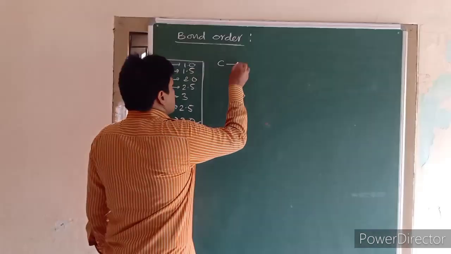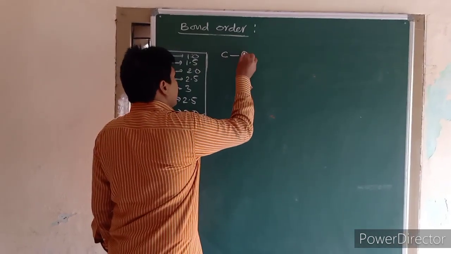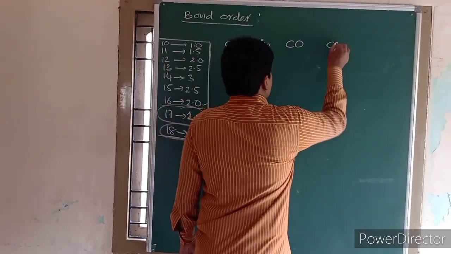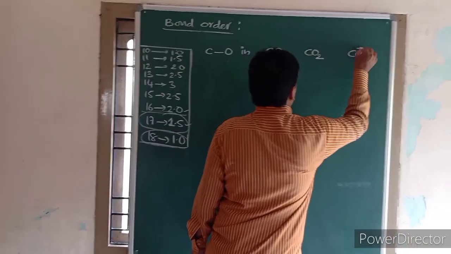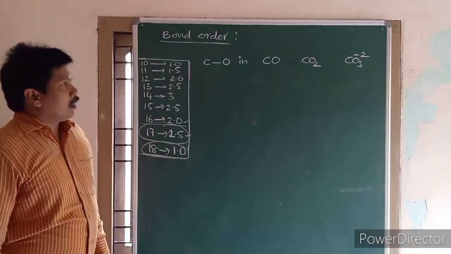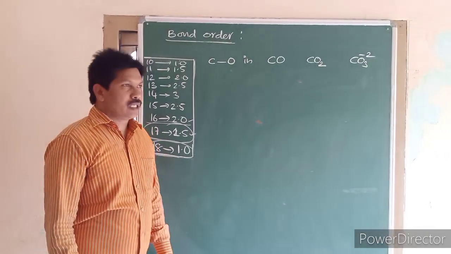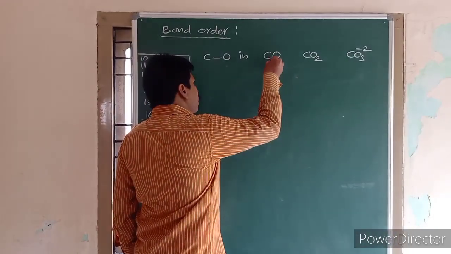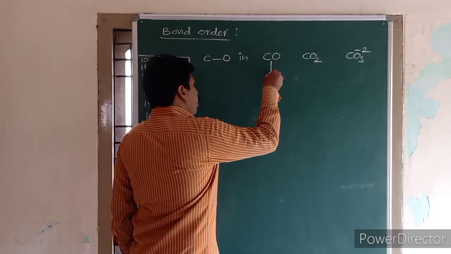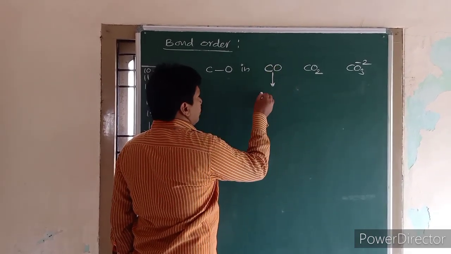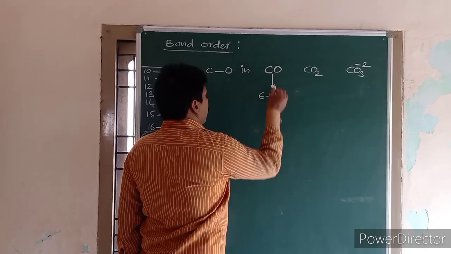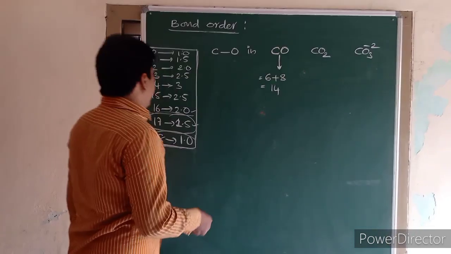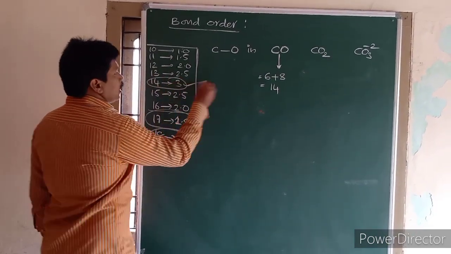Find the bond order in CO. In between C and O, what is the bond order in CO, CO2 and in the CO3 2- ion? We already discussed that. In this diatomic molecule, carbon has 6 electrons and oxygen has 8. 8 plus 6 is 14 electrons. Its bond order becomes 3.